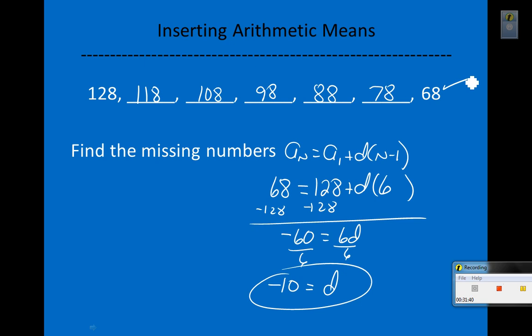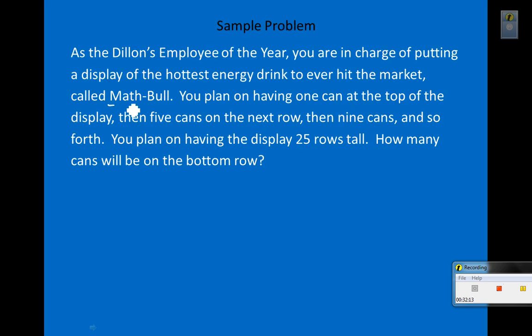Like I said, I got one word problem coming at you. Hey, remember what we said about word problems all year? A word problem is a word problem for about 30 seconds. Just dig out the key information, and it's not a word problem. So here goes. As the Dillon's Employee of the Year, you are in charge of putting a display of the hottest energy drink to ever hit the market, called not Red Bull, but Matt Bull. I made that up myself.